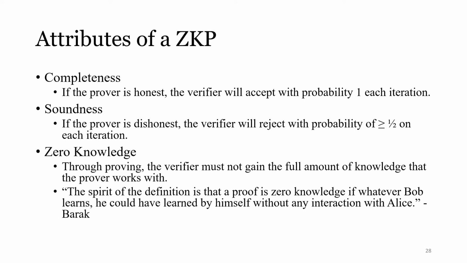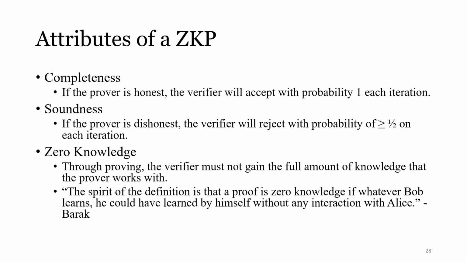And lastly, the verifier must not gain the full amount of knowledge that the prover works with. So again, with the colorblind example, Alice is working with the known colors of those balls, and the verifier, in repeating the proof, no matter how many times they repeat it, will not learn what the color of the ball is, only that the prover knows the color.